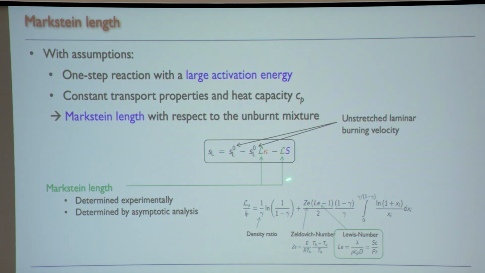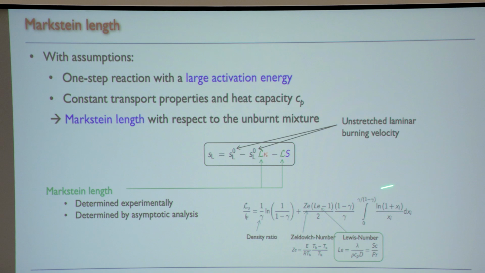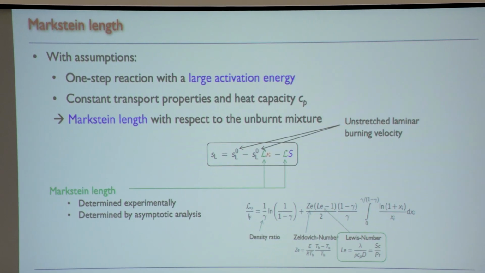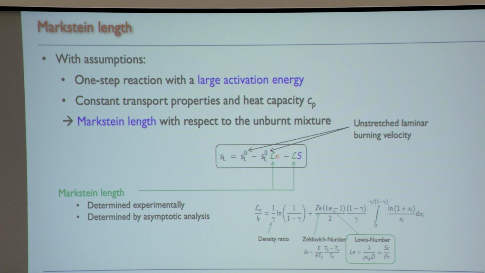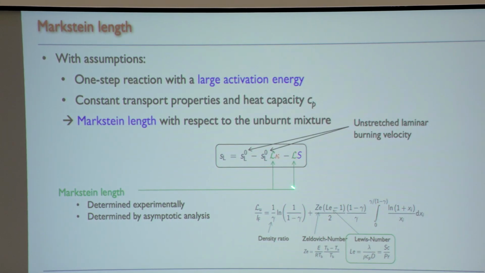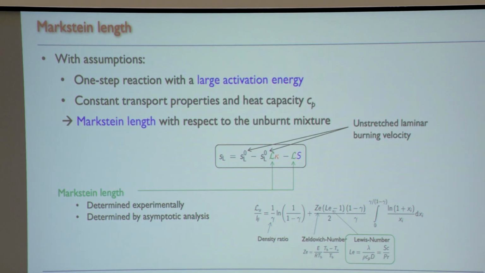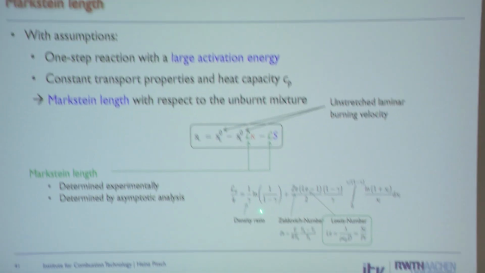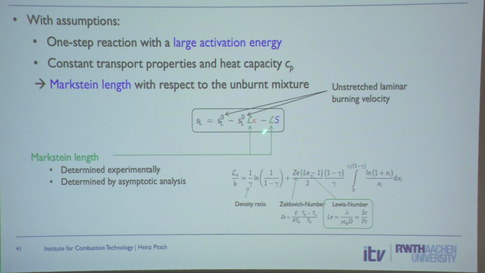And what's shown here, we don't need to go into details, it's just a few aspects that are important. So here the gamma is a measure for the density ratio. And so you see the first term here just involves the density ratio. So the density ratio is an important aspect for the Markstein length, or the Markstein number.